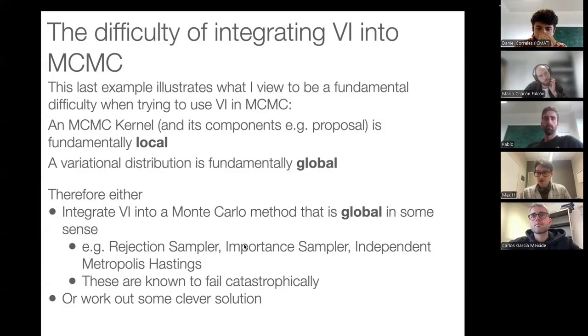Or you have to work out some kind of clever solution. You have to work out some clever way of reconciling the globalness of the results of doing variational inference and the localness of a Markov kernel.